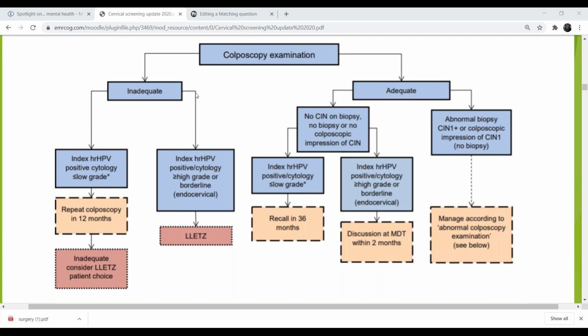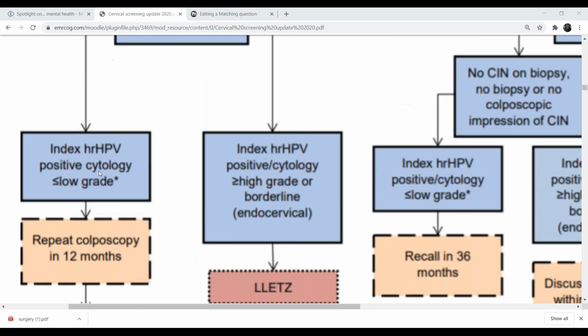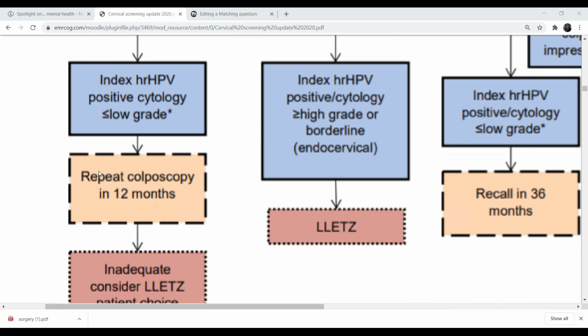Inadequate, okay, means that you will go to the HPV result and see the original in the case. Patient had HPV test positive while her cytology was normal or low grade. So repeat colposcopy in 12 months.